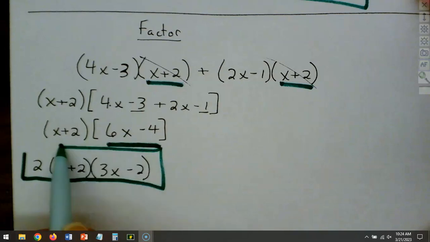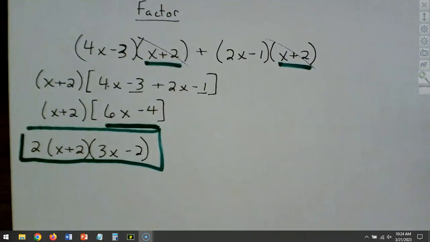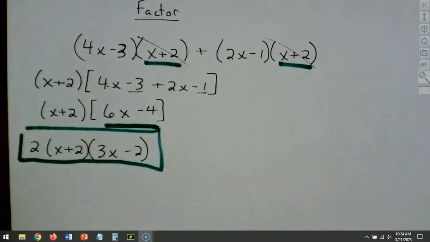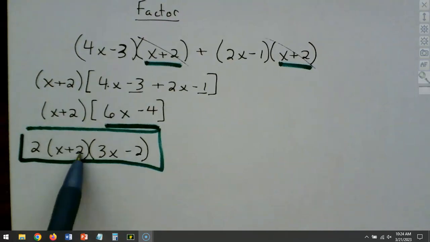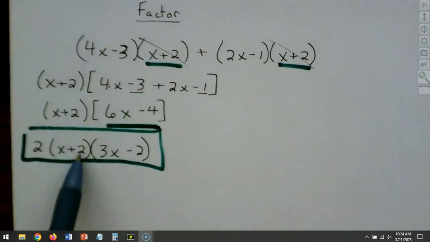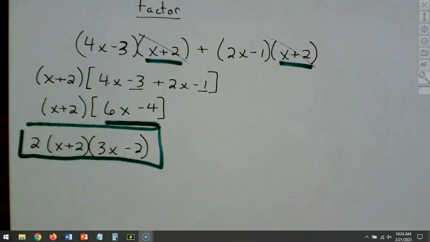Now, how do you know when to stop? A lot of times students struggle with knowing when you're finished. How do I know I'm finished? First off, I look. X plus 2. Anything in common in this set of parentheses? No. 3x minus 2. Do they have anything in common number-wise? No. Nothing can come out. Nothing can be added together. So I know I'm done.